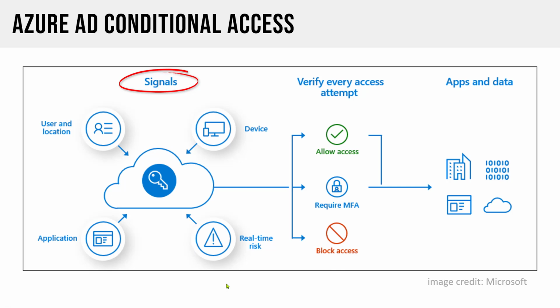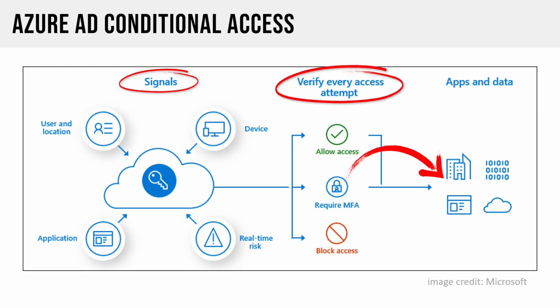But those conditions, those signals can be considered. And based on those factors, we can allow access, we can require multi-factor authentication, or we can block access. And assuming we verify all of those requirements in our policy and the user passes, they get access to our apps and data.